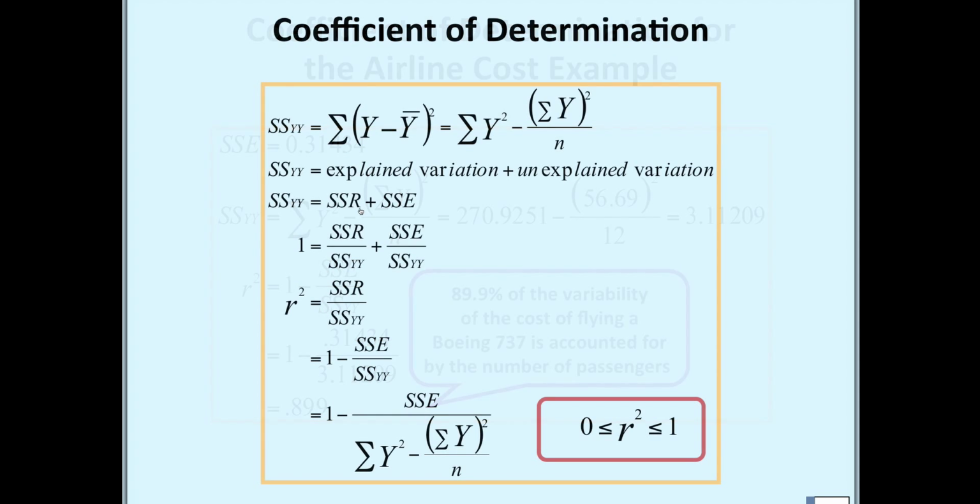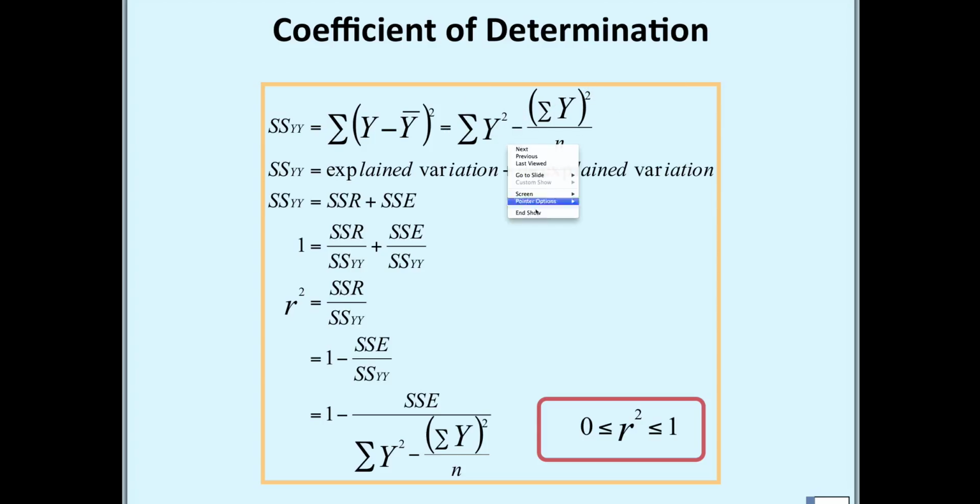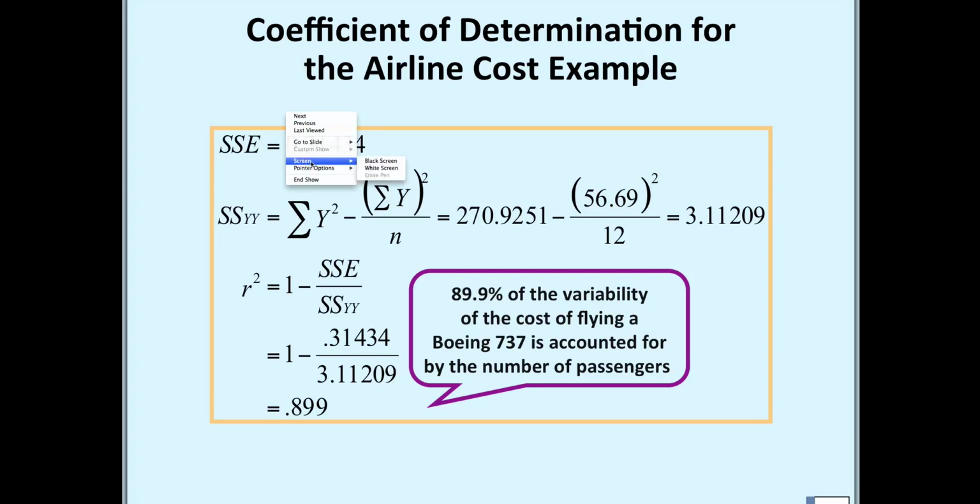So SSY, based on this formula, is sum y squared minus (sum y) squared divided by n. I've already shown you how to find sum y squared. If you have some y's, you just square them, and the summation of everything you have here would be sum y squared. And the summation of everything you have here is summation of y. So I've already shown you how to do that. Based on our previous sections, we calculated SSE. So the only thing that is left is to find SSY.